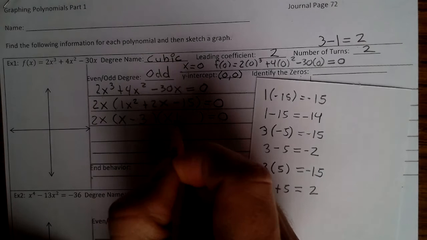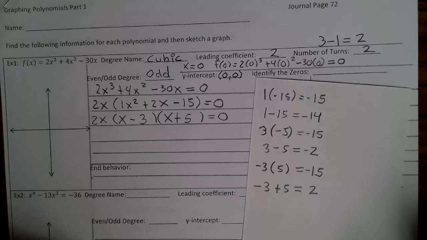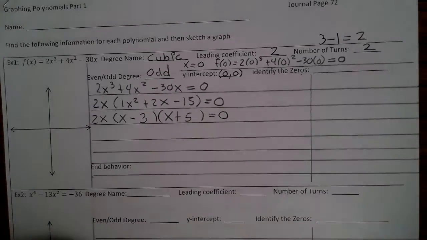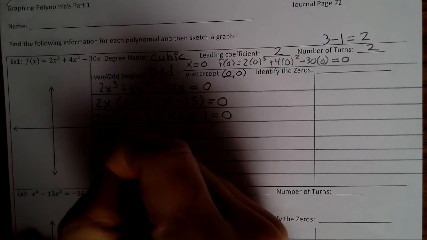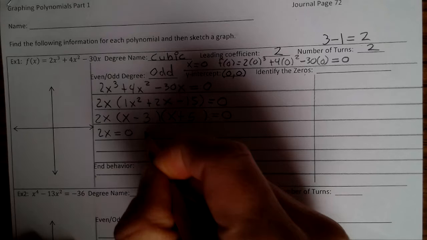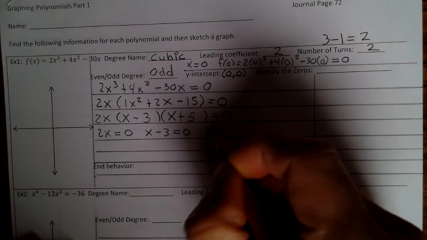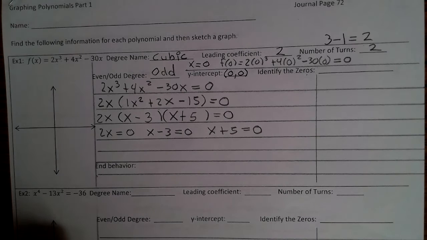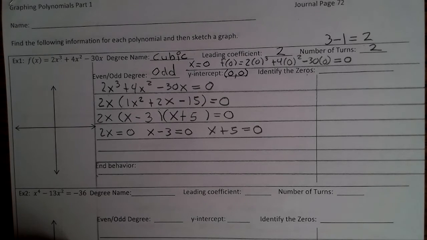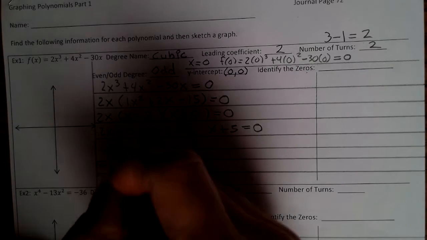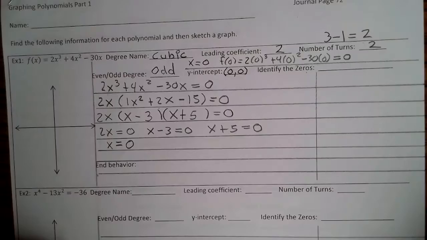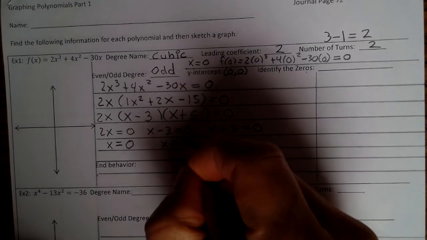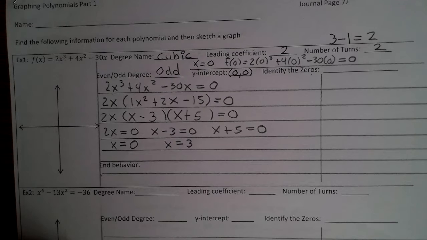All right, so now we set these equal to 0. So 2x equals 0, x minus 3 equals 0, x plus 5 equals 0. All right, so we divide both sides by 2, x equals 0. Add 3 to both sides, x equals 3. And then subtract 5 from both sides, x equals negative 5.